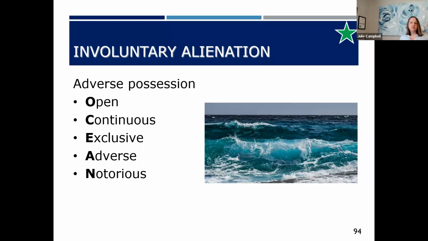It's exclusive, which means there's only one person that can claim it. You can't have multiple people trying to claim adverse possession. There's only one claimant. It's adverse, which means the claimant has to claim it. This doesn't just happen automatically. In order for you to acquire somebody's property via adverse possession, you actually have to go to the judge with your intent to claim it.